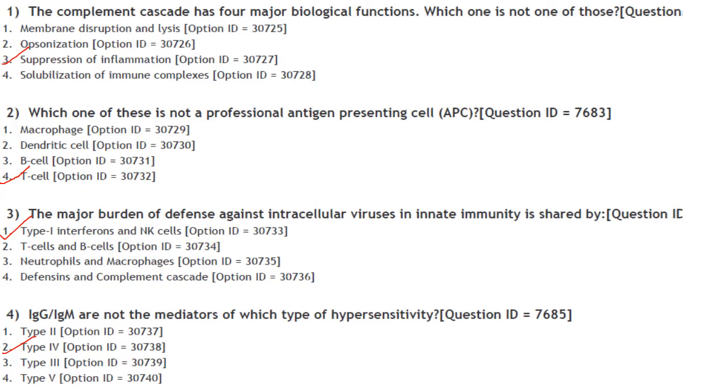Then next one. IgG, IgM are not mediators of which type of hypersensitivity? It is type 4 hypersensitivity because this is a cell mediated reaction that occurs in response to contact with allergens. So answer is option 2, that is type 4.